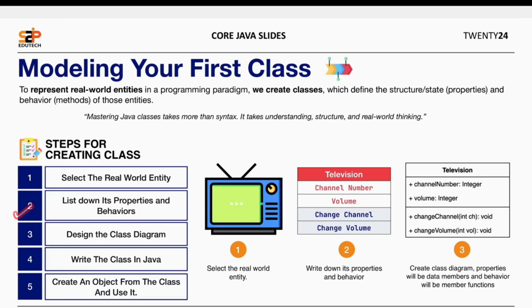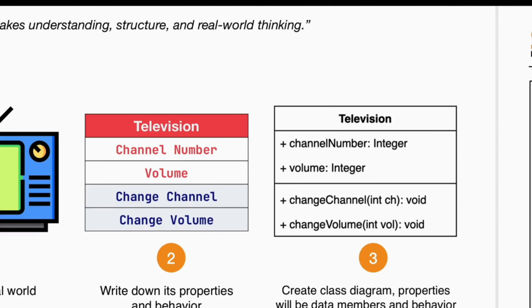Now, once the properties and behavior are listed down, from these we are going to generate the class diagram. This is the logical representation of a class. In this diagram, first row represents the name of a class. Second row represents the properties of the real world object. This plus means public, and this is the name of my property, and this is the data type of my property.